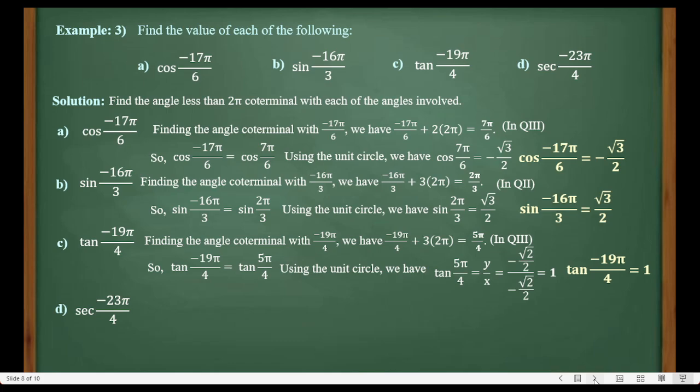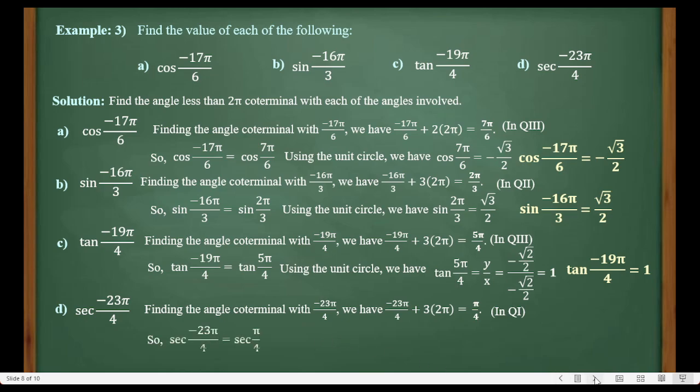Then, I think this is the last one, letter D. Secant of negative 23 pi over 4. First, we take the coterminal of this angular measure less than 2 pi. So, add this by 2 pi 3 times. You will get pi over 4, which is in quadrant 1. So, this one right here, secant of negative 23 pi over 4 is equal to secant of pi over 4.